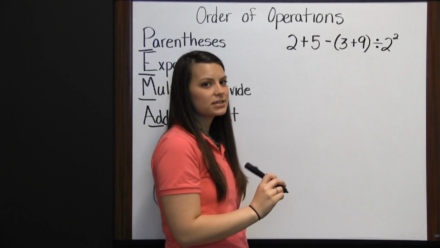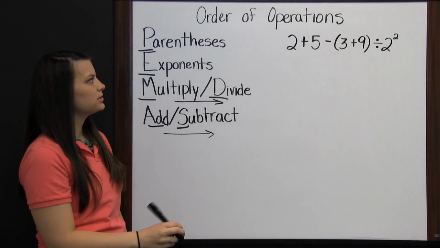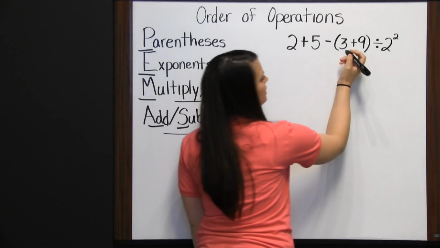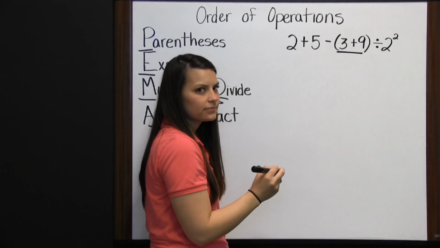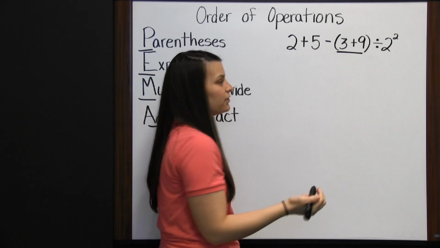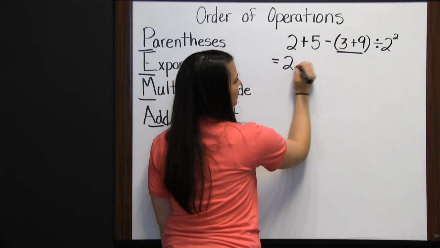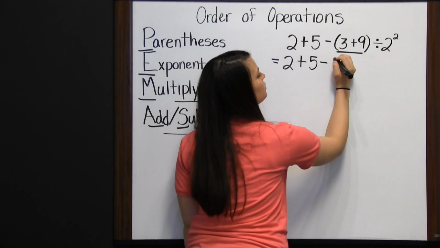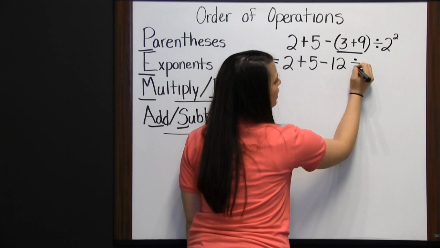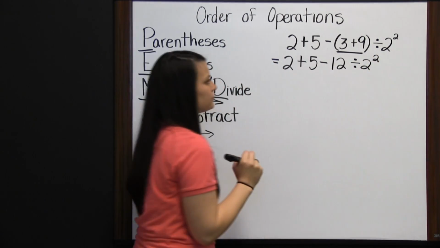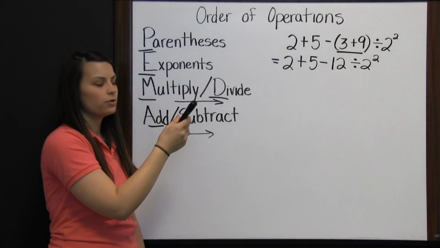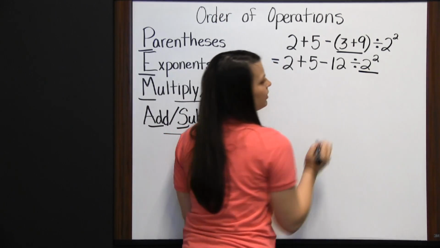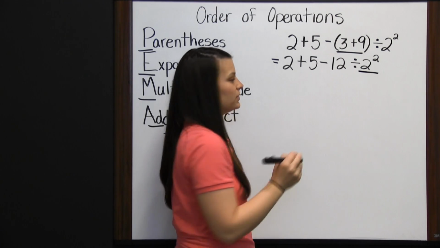We're going to simplify this expression. So according to PEMDAS, we need to start with our parentheses, or our grouping symbols. 3 plus 9 then is where we need to start. That's the only thing we're going to simplify, so everything else stays the same. 2 plus 5 minus 3 plus 9 is 12, divided by 2 squared. We're done with our parentheses or grouping symbols, so next up is exponents. And we have an exponent right here at the end, so 2 squared will be the next thing we simplify.